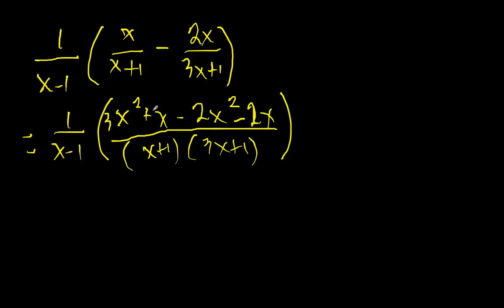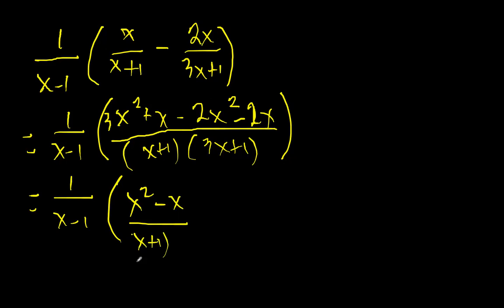Okay, here we go. So let's review: 3x squared, 3 times 1, x times 1, 3, 2x squared minus 2x. Here we go. So let's simplify again, x minus 1. And let's simplify this. 3x squared minus 2x squared, that's x squared. x minus 2x, that's negative x, over x plus 1 times 3x plus 1.